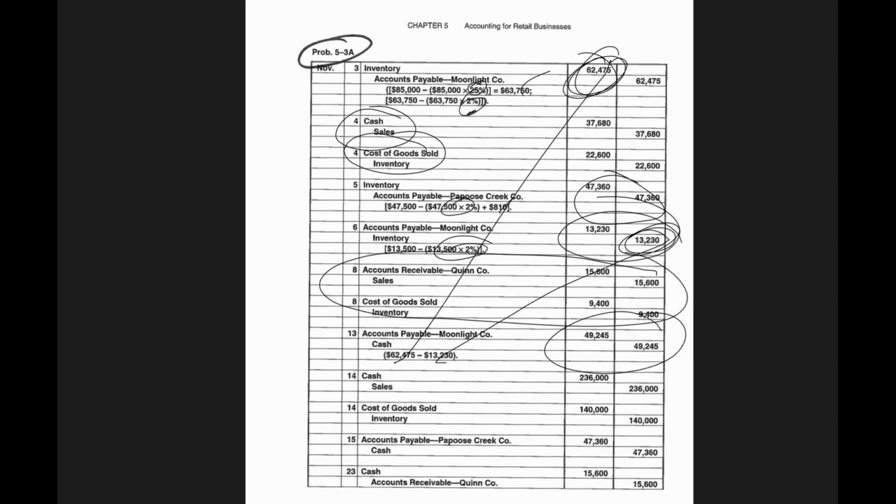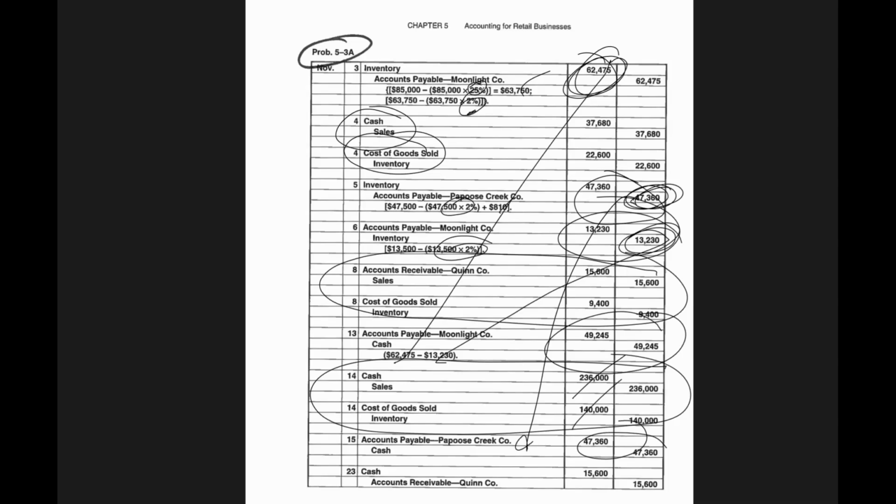Again, anything with a credit card is considered cash, so debit cash, credit sales, debit cost of goods sold, credit inventory for the sales and the cost. On the 15th, paid Papoose, what we bought on the 5th. We bought $47,360 back here on the 5th, so now we debit AP and credit cash.